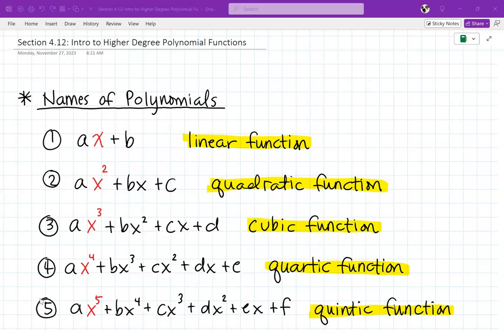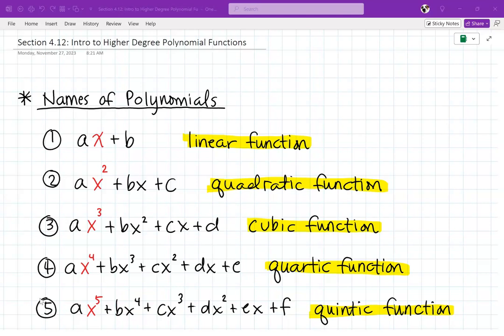But let's talk about the polynomials or the names of these polynomials. You'll notice numbers 1 through 5, they all have A and then B and then some have C, D, and E, and F, right? Those are just constants, okay? Or I guess you could say coefficients. Those are the numbers in front of the variables in some of these cases, okay?